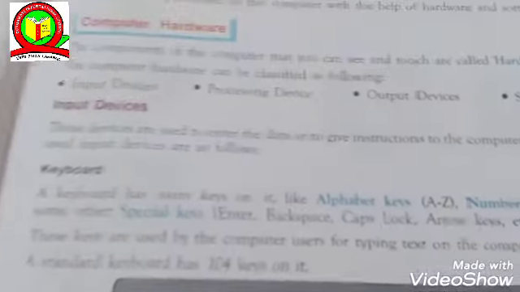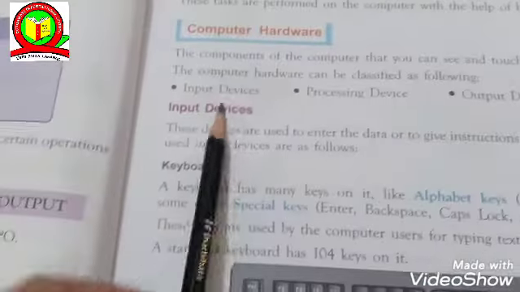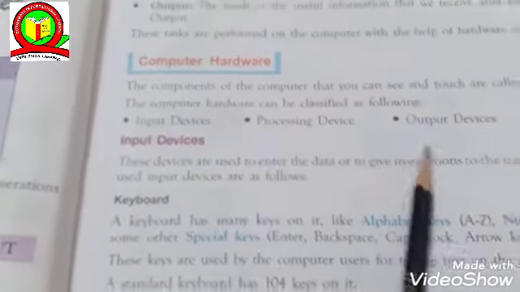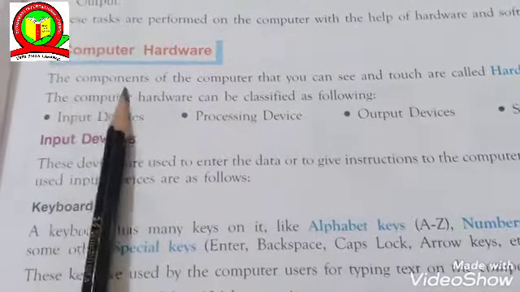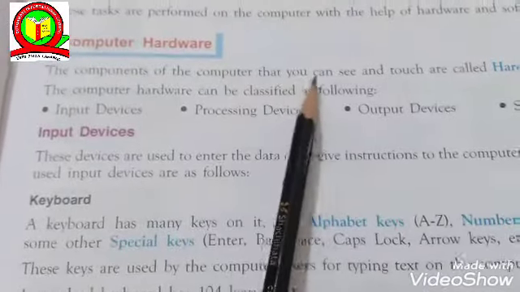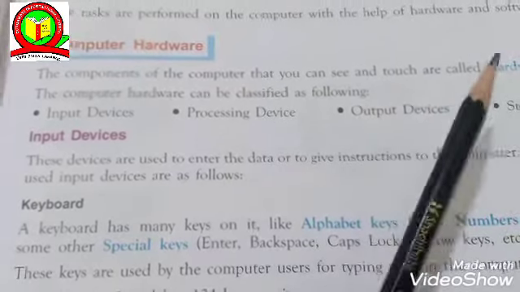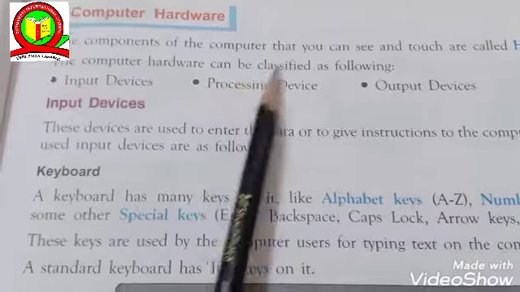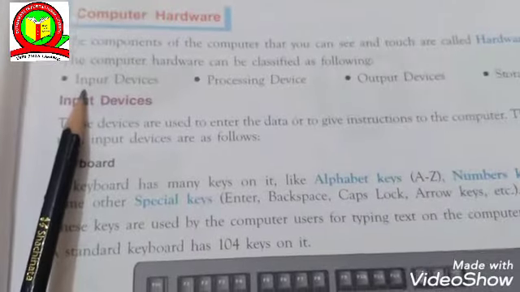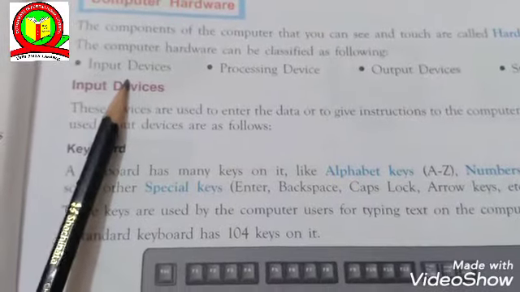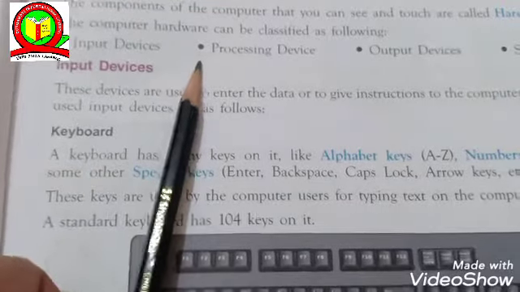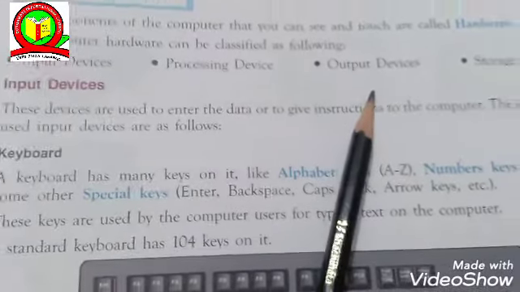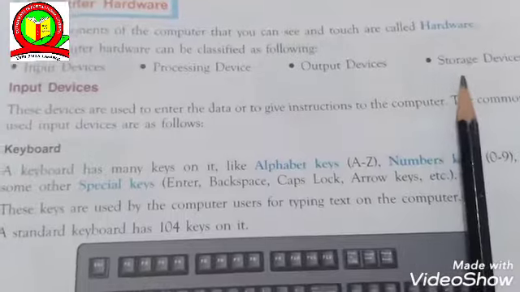So let's start. The components of the computer that you can see and touch are called hardware. The computer hardware can be classified as following: input devices, processing device, output devices, and storage devices.